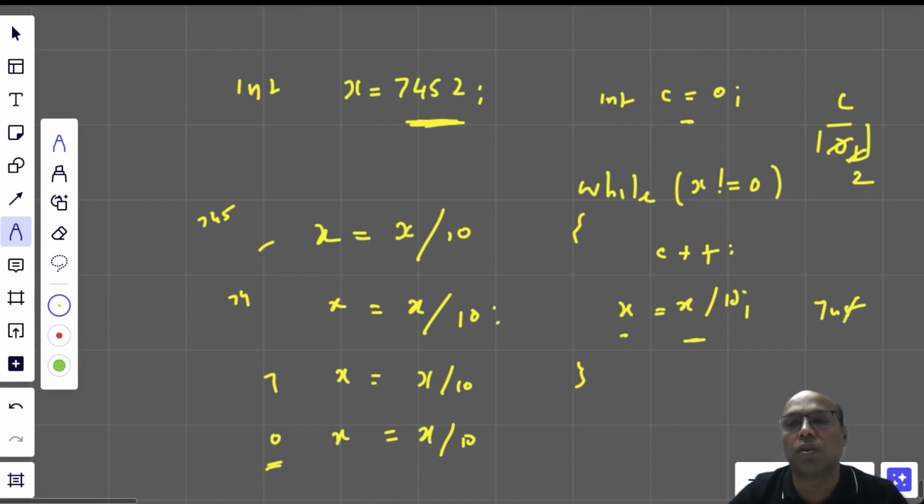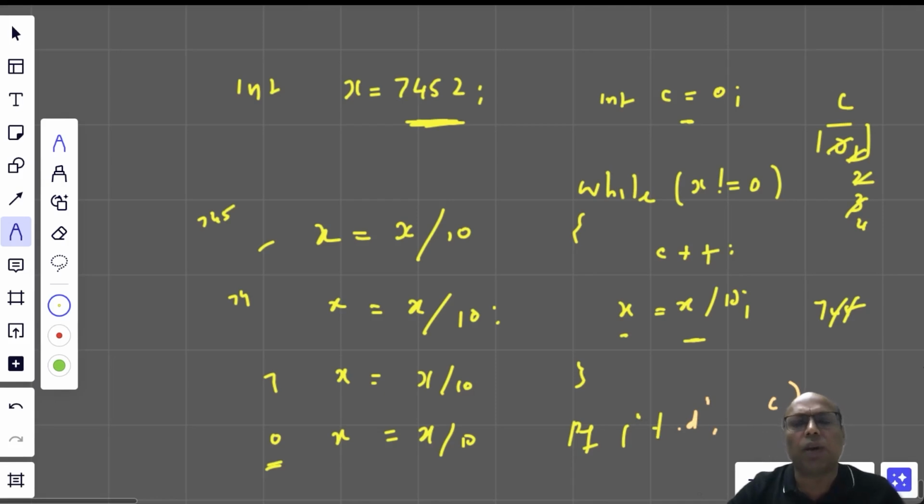74 is not equal to 0. C plus plus is 3. X by 10 is 7. 7 is not equal to 0. C plus plus is 4. 7 by 10 is 0. False. I come out. When I come out, I am going to say printf percentage d, where C is the number of digits.